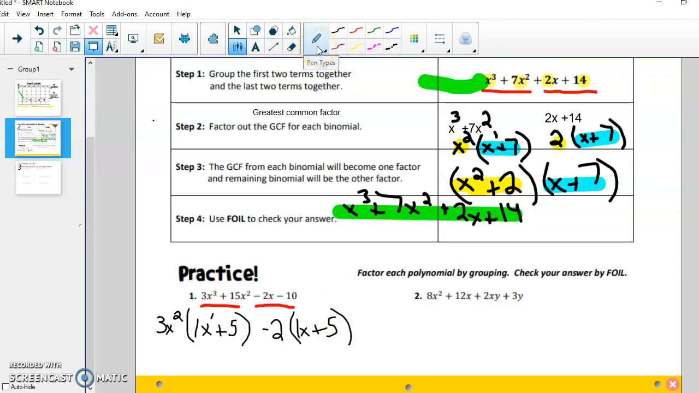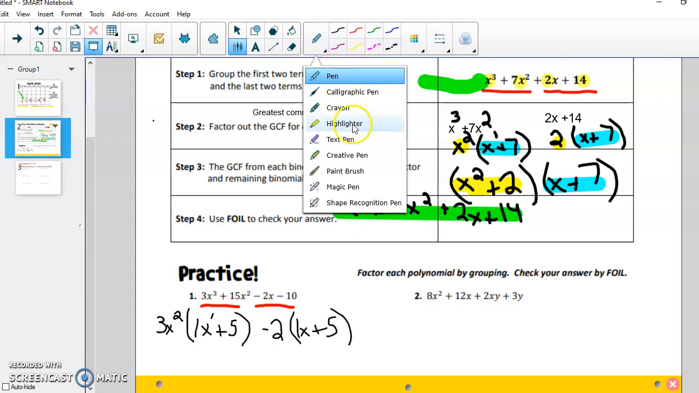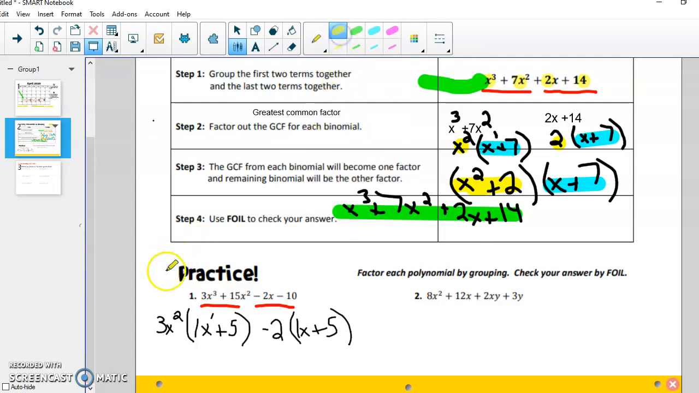Step 3 reminds us that we need to now go ahead and combine our terms that we just found. So I know I'm going to put my 3x squared with my negative 2. And I'm going to put my 1x plus 5 and 1x plus 5. I know those two match, so I did my work correctly.